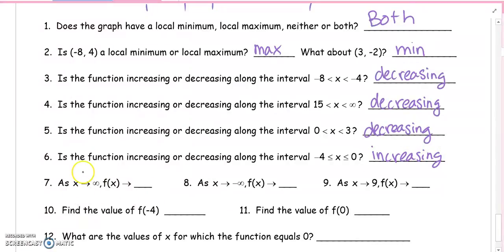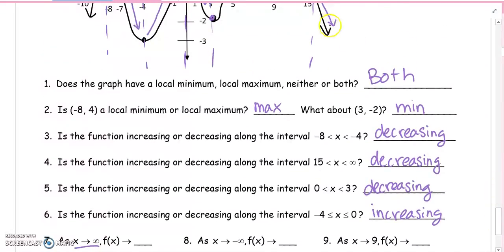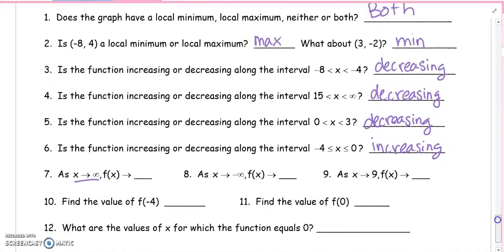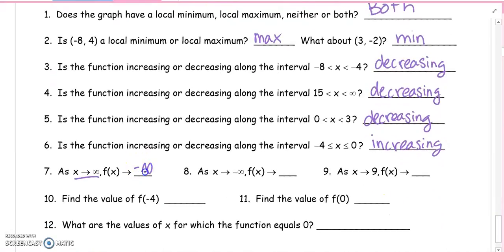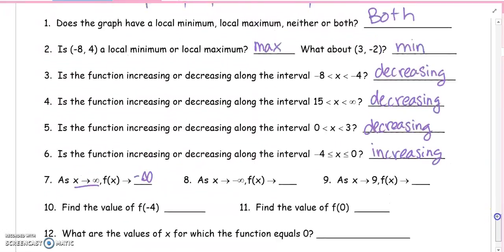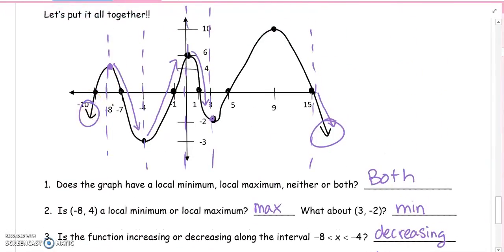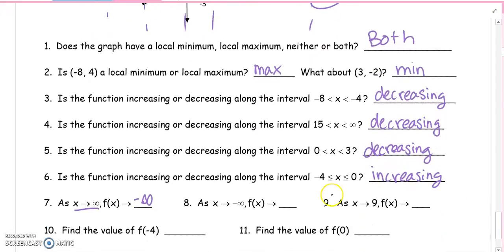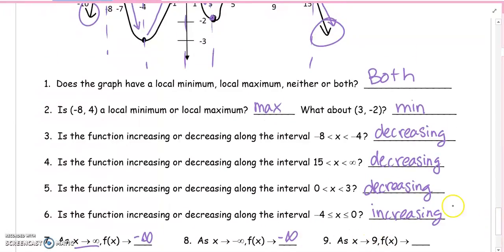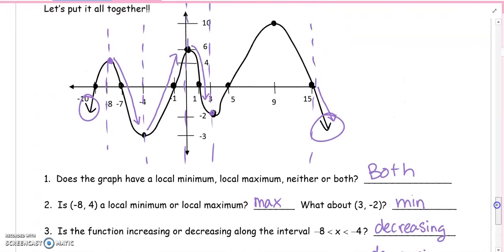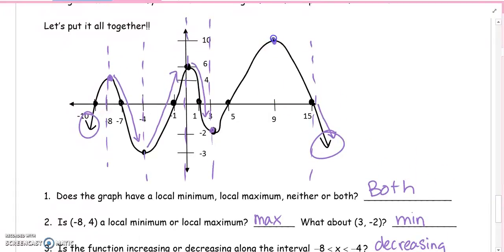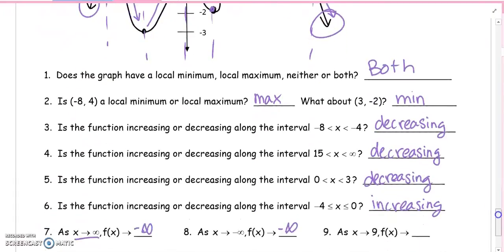Now it's asking about the end behavior, so it says as x goes to infinity, that tells us to look at the right arrow, and it's pointing down, so that means it's going to -infinity. Then we have as x goes to -infinity, so I want to look at my left arrow. That's also pointing down, so that means it's going to -infinity. Then as x approaches 9, when I ask about it approaching a number, I'm just asking what the y value is at that number. So at 9, the y value is 10.